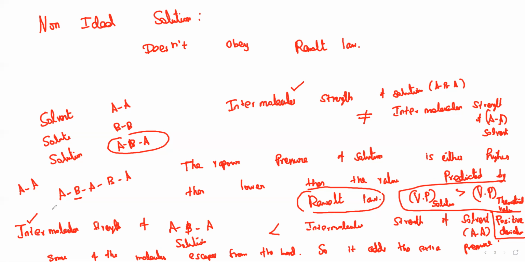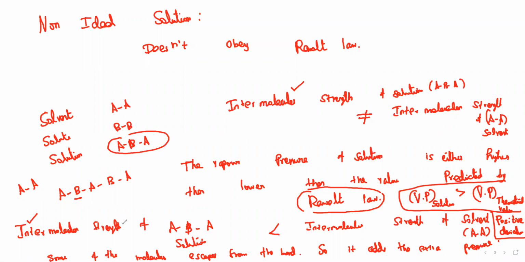So there are two kinds of deviation. One is positive deviation and another one is negative deviation. What is positive deviation? When the intermolecular strength of solution is less than the intermolecular strength of solvent, some of the molecules escape from the bond. Because of the escaped molecules, we have extra pressure. Make a note of this.